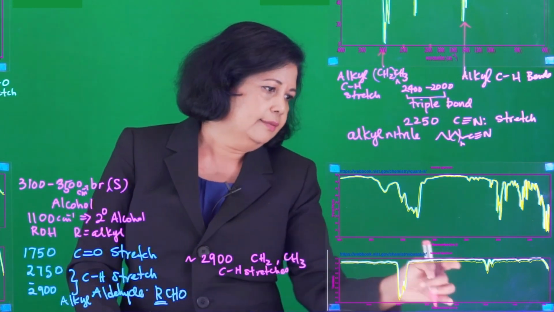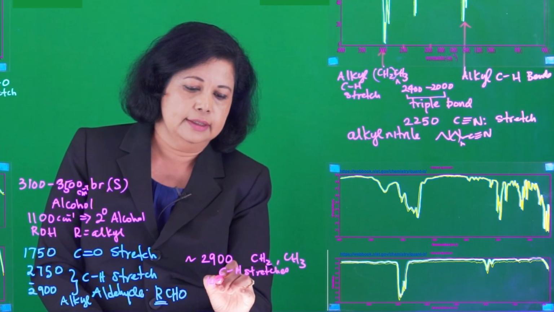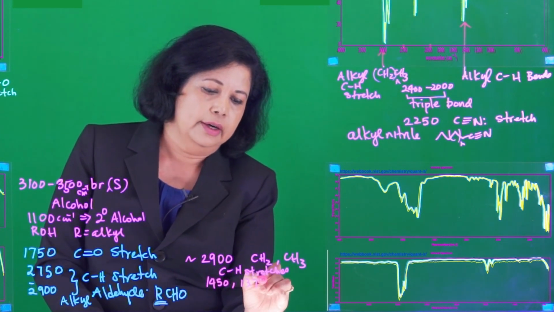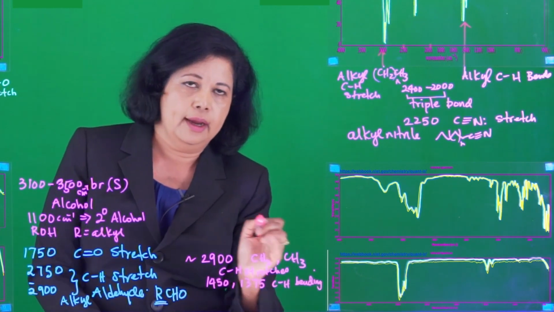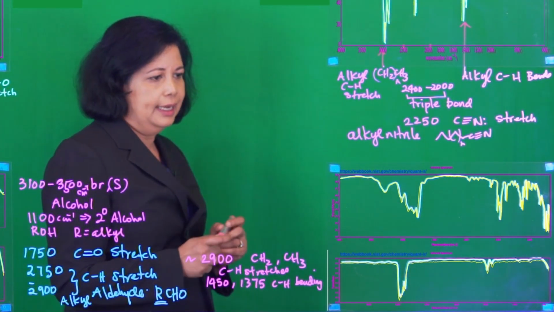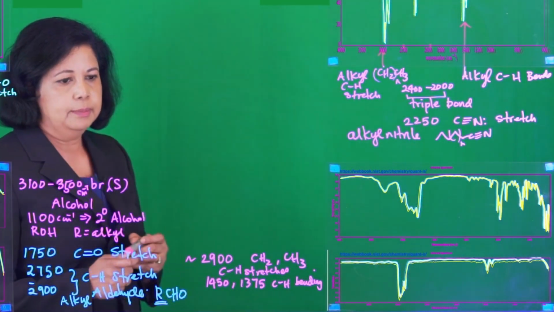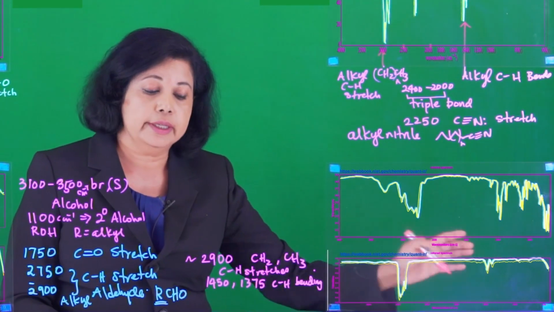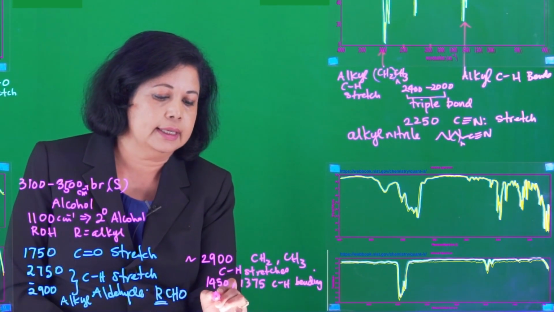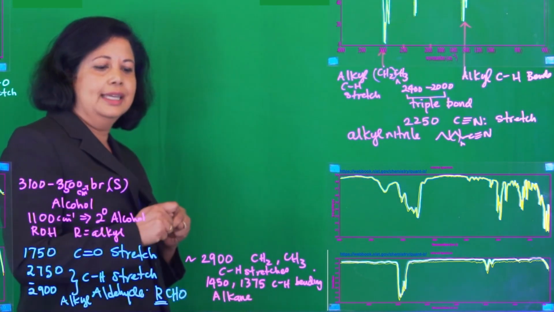And then we have, oh well, we already know these numbers, 1450 and 1375 are your CH bend, scissor, and wag, and so on that we looked at. And this is your out-of-plane, all right? So here's your CH. So that's all there is. So this is your good old alkane. That's the simplest of all, okay?